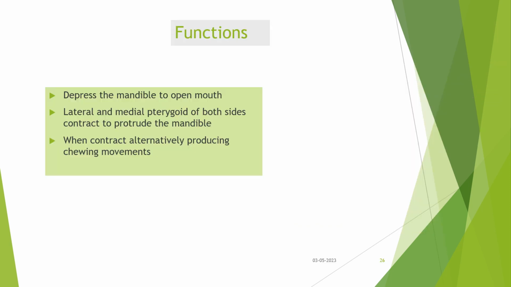It is the only muscle from the primary masticatory muscles which helps in opening of the mouth or depressing the mandible. Lateral and medial pterygoid, both the muscles help in side to side contraction and protrusion of the mandible. When they contract alternately, it produces a chewing movement.